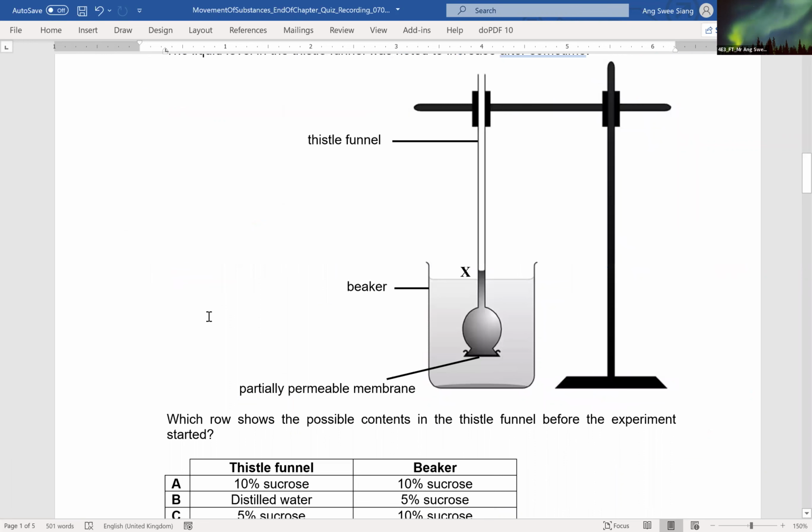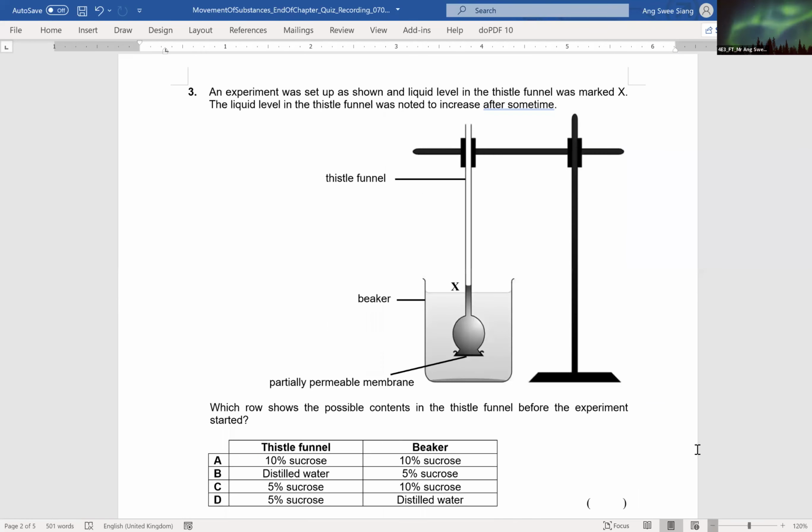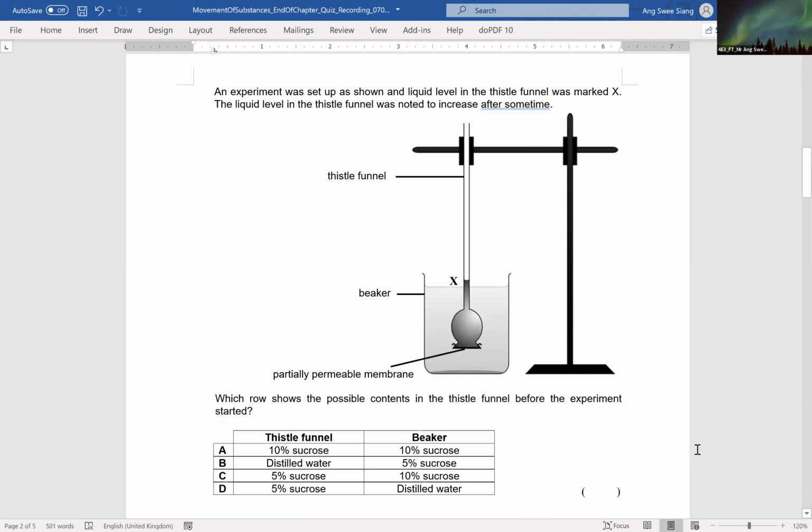Okay, for question 3, let me minimize this first. Now an experiment was set up as shown. The liquid level in the funnel was labeled X. So the liquid level is here. Now the liquid level in the funnel was noted to increase after some time. So after some time, the liquid level increased.